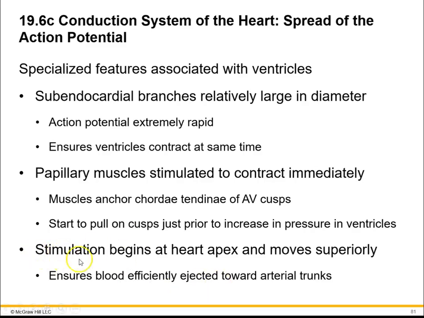And remember, contraction of the ventricles is going to begin at the apex and work its way superiorly. And this kind of squeezes blood out of those ventricles up towards those major arteries, the pulmonary trunk and the aorta.